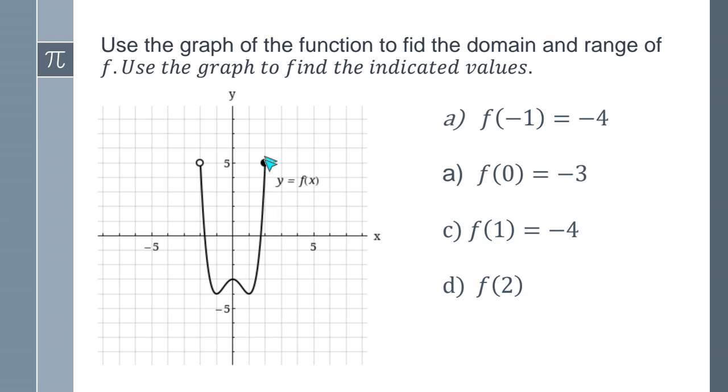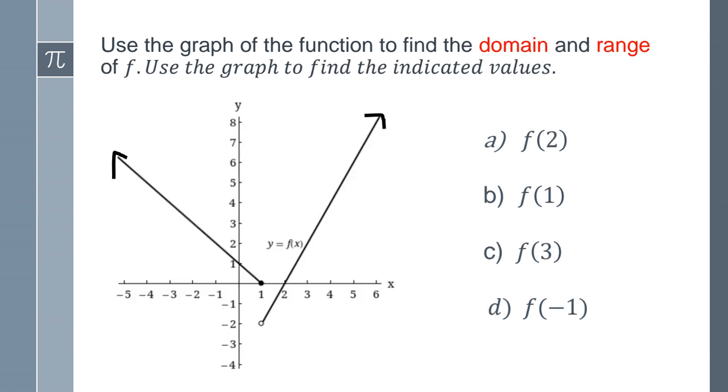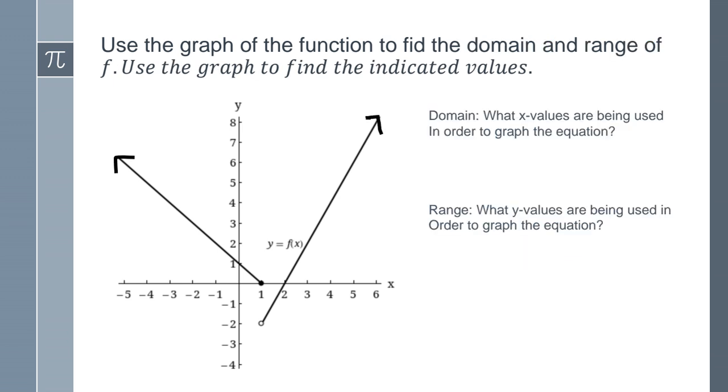Okay, so that's how we would evaluate these functions with the graph. Let's try another one here. So for the domain, what x values are being used? Basically, what values are being used to create this graph. All of these are being used all the way to this point, and then we still use all of these. And so it looks like our domain is going to be -infinity to +infinity.